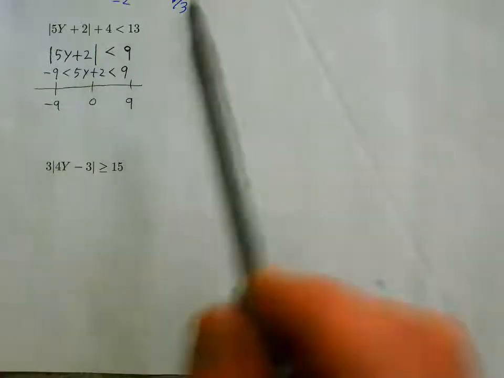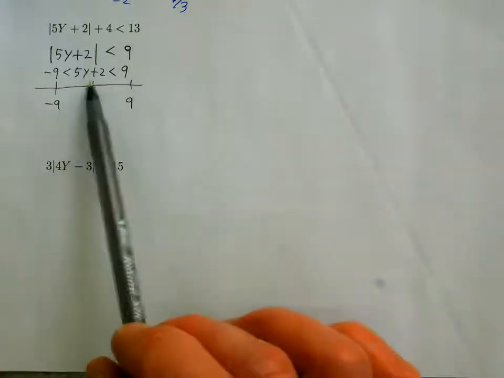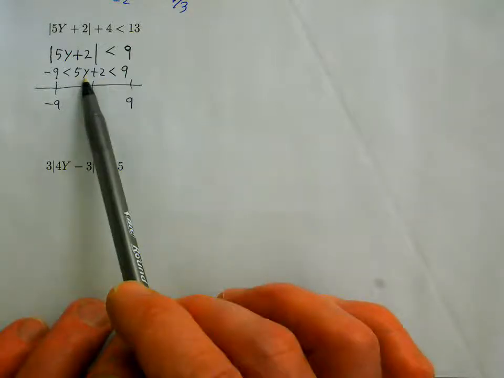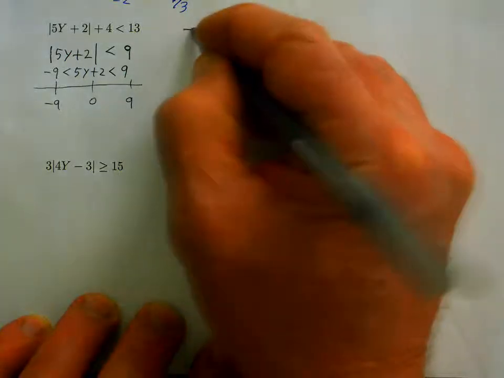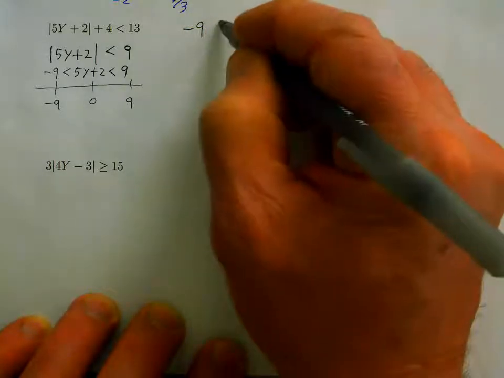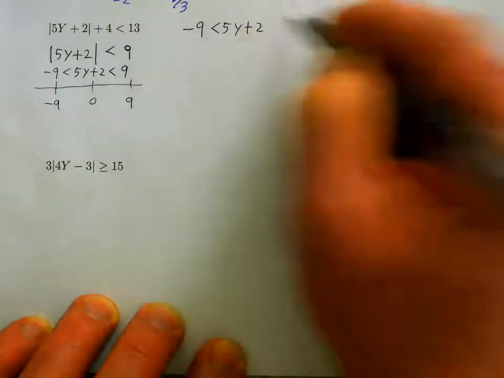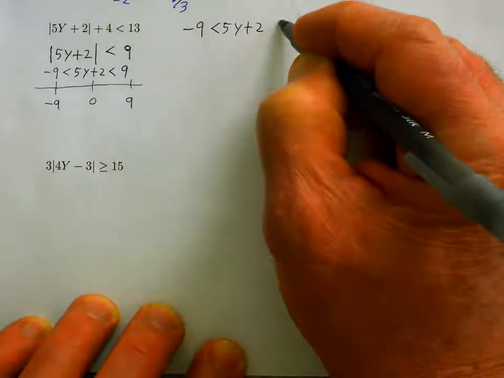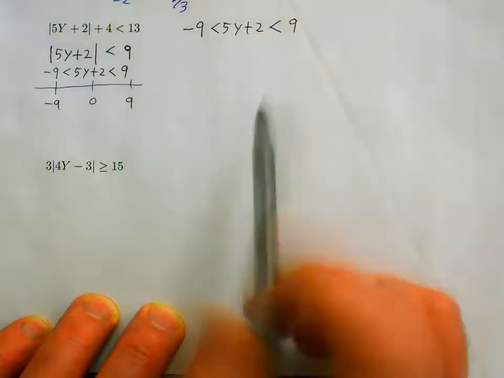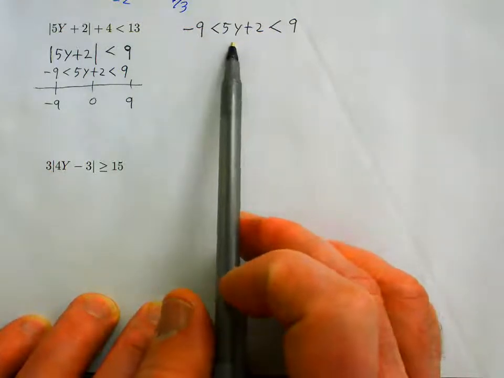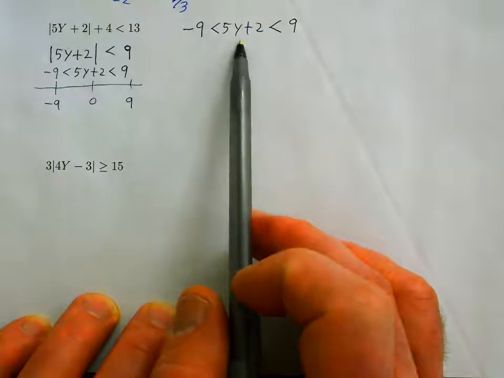Okay, but this is what the inequality is telling us. We want to solve for y, so just like we did before, -9 is less than 5y plus 2, and 5y plus 2 is less than 9. So we use the word and, but we don't write the word and. We can read the word and.